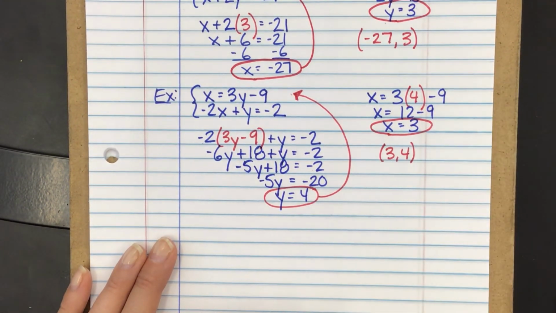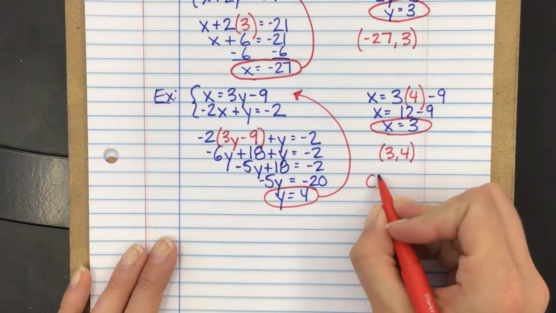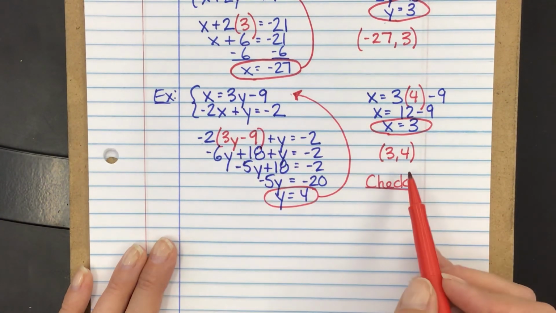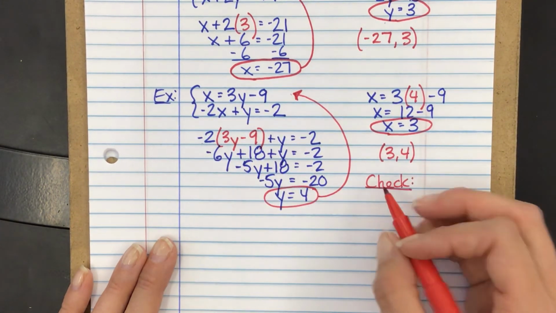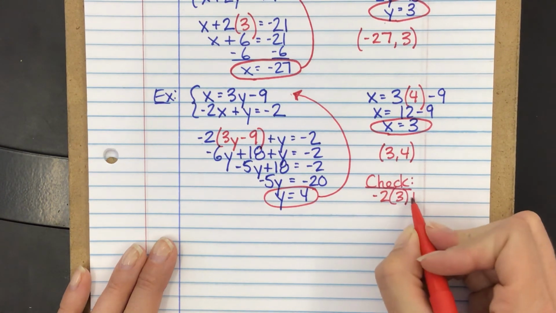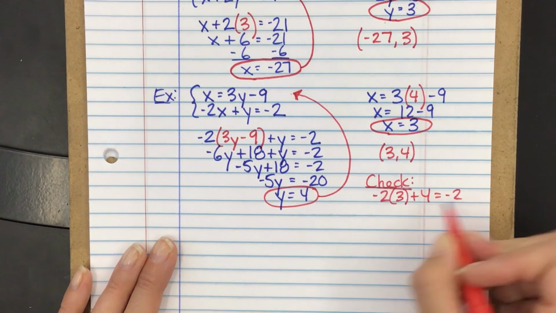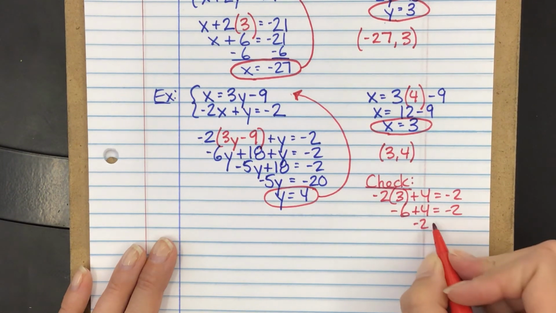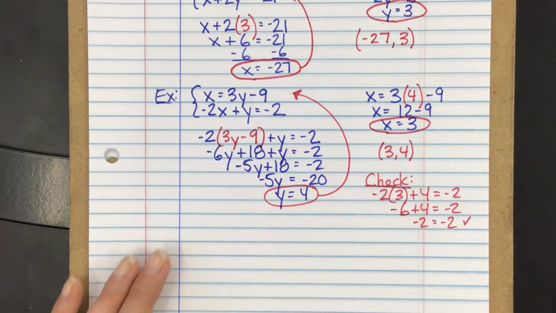And I am going to check my answer real quick too, just to make sure that I'm good. I used that first equation to find my x, so I'm going to use that second equation to check it. So I'm going to do -2 times 3 plus 4 is equal to -2. And I'm good.